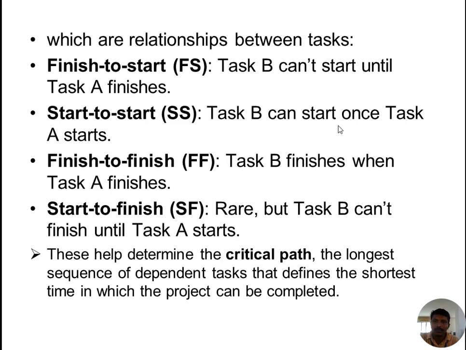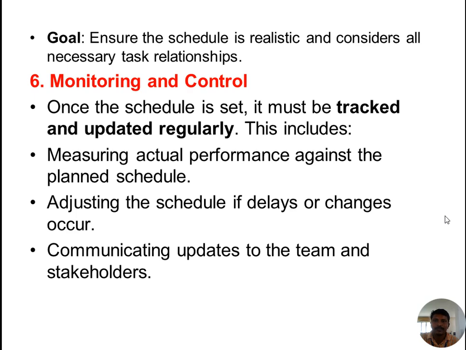Then the third one, finish to finish: task B finishes when task A finishes. And then the last one, start to finish. It is a rare case, but task B cannot finish until task A starts. This helps determine the critical path. Critical path means the longest sequence of dependent tasks that defines the shortest time in which the project can be completed.